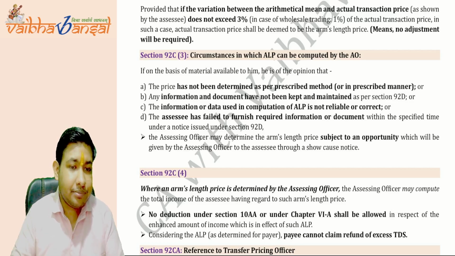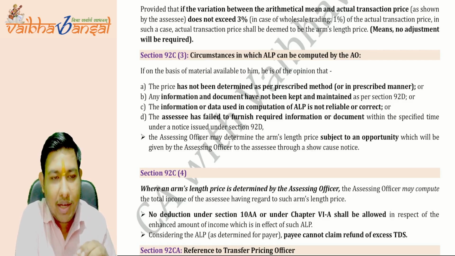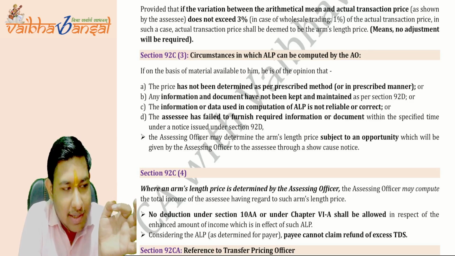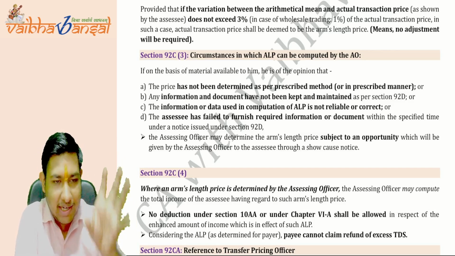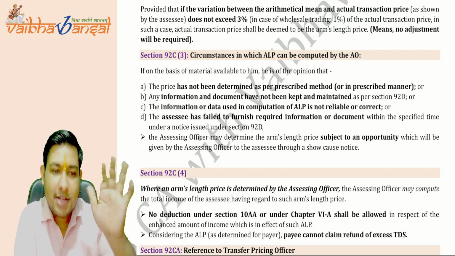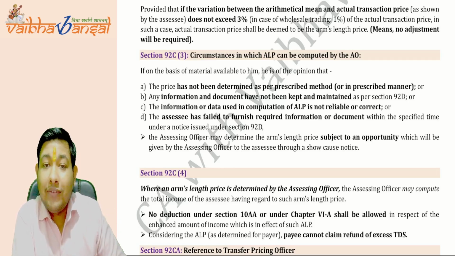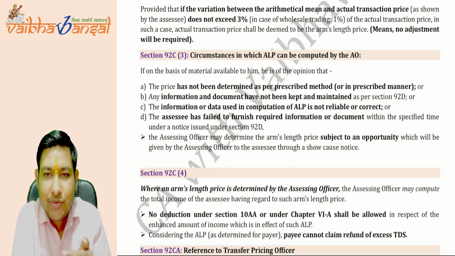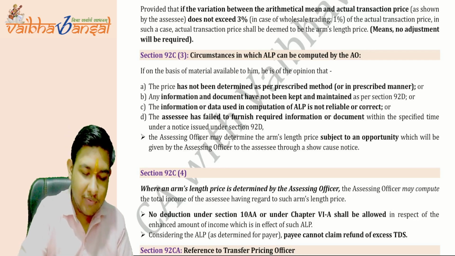Secondly, the AO will say, in the above part of this section of this chapter, you will see we have to maintain some information in the document under section 92D. If the assessee has not kept the information in the document which needs to be maintained under section 92D, then the AO will have reason to believe that you have something to hide. That's why the AO will compute the arm's length price. These are the two reasons.